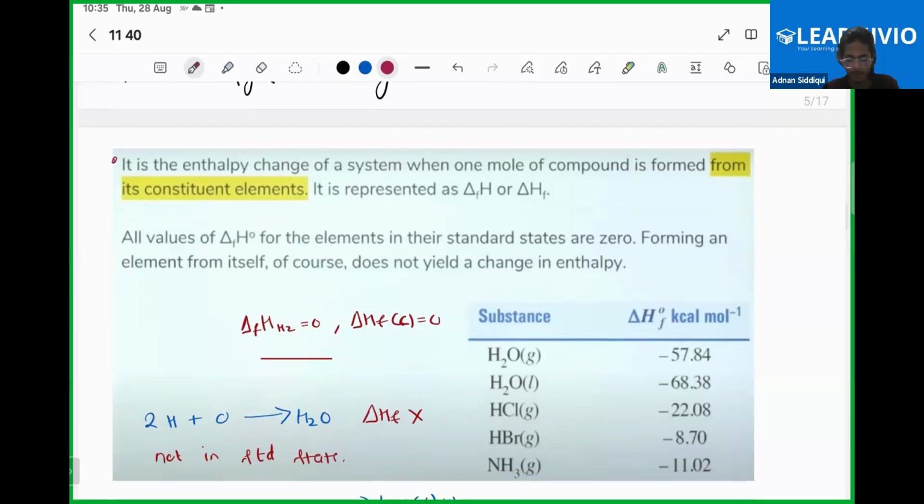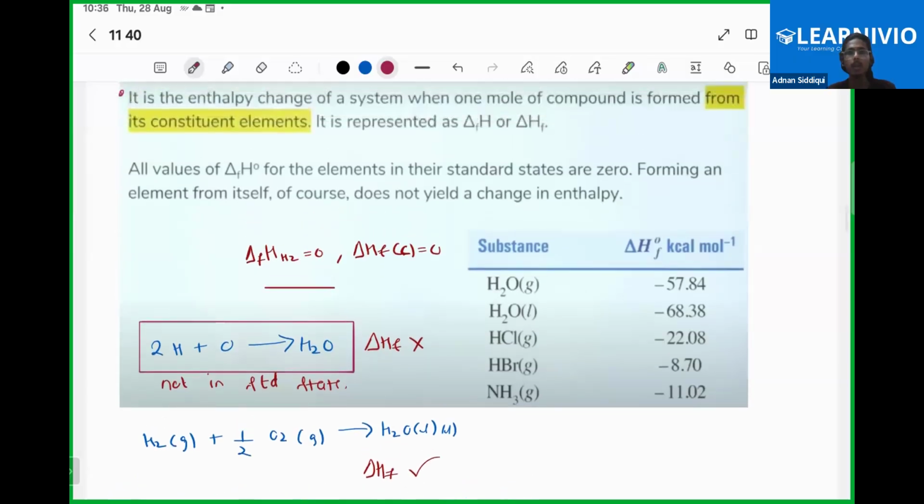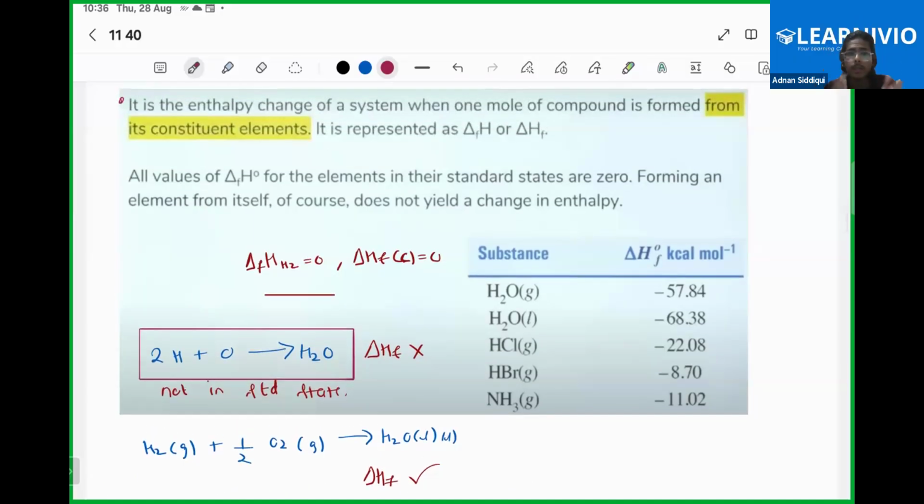For example, let us see. If you are supposed to make water, right? Have you seen a chemical reaction for the formation of water written like this? H plus O. What do we take? We take H2 plus O2, right? Because our constituent element for the water molecule is H2, not hydrogen alone, because hydrogen exists in the form of H2.